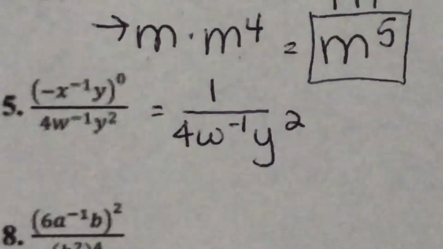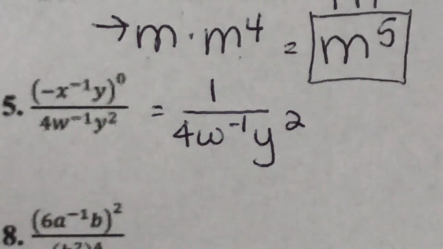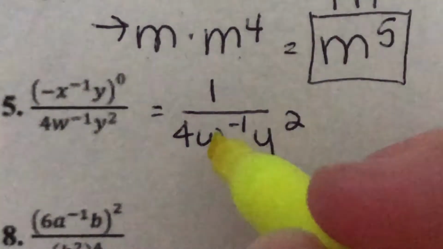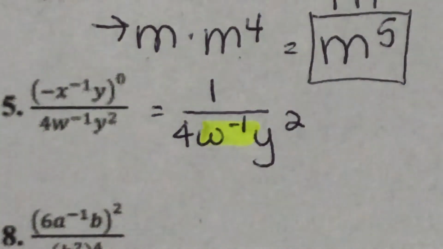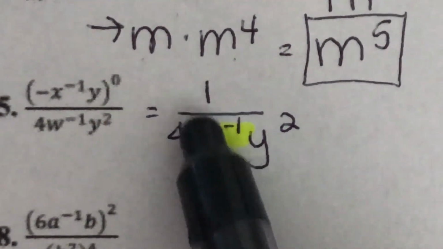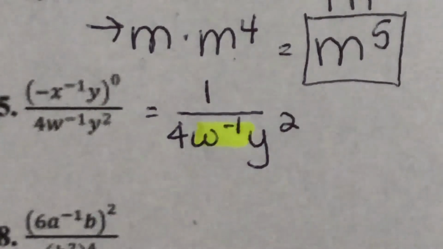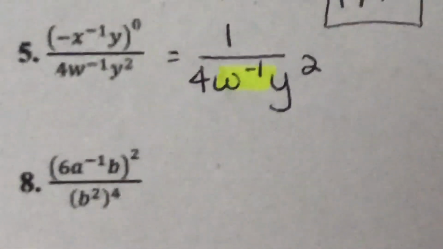Okay, so the only thing out of place now is this w to the negative 1 power. It's on the wrong floor. Only the w, the exponent only applies to the base right in front of it. That's it. It doesn't apply to the 4. So this w to the negative 1 needs to come up to the top. And when it does, it's going to lose the negative, and it'll just be w to the first power.